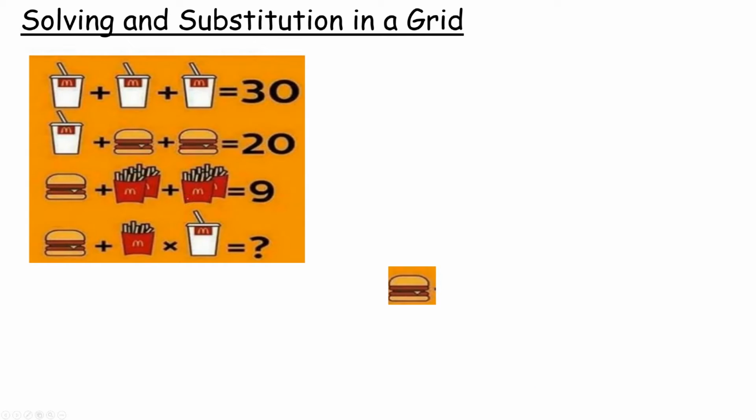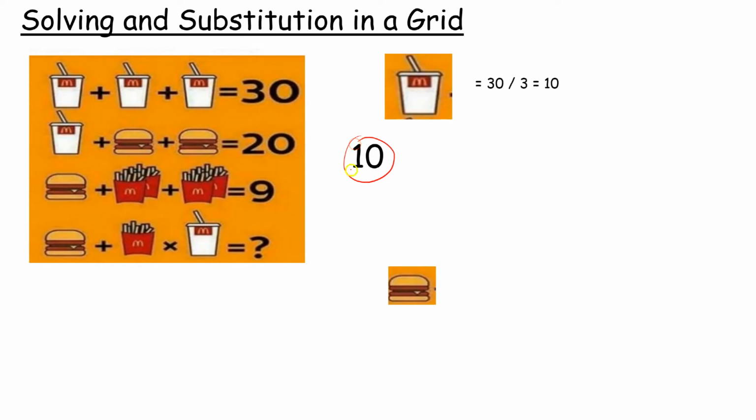We now want to do some solving and substitution in a grid. Firstly, to work out what the drink is worth, I need to notice that 3 of the drinks is 30. So that means that one of the drinks is 30 divided by 3, which is 10. I can then substitute 10 into the second equation.